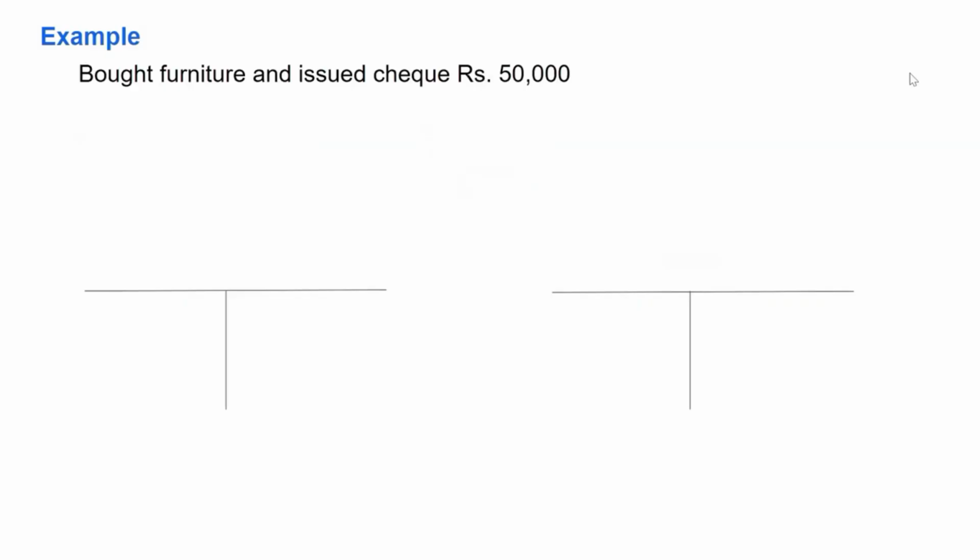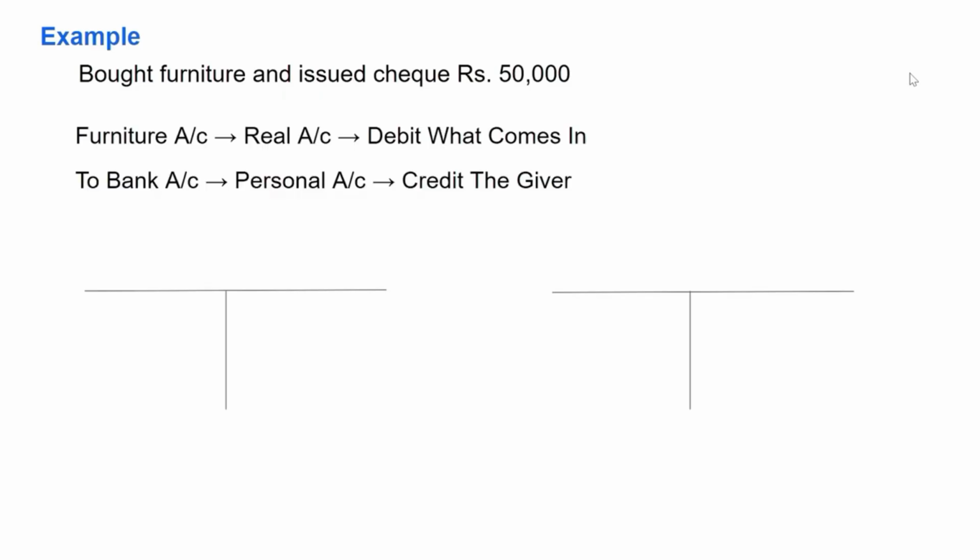Next, bought furniture and issued check rupees 50,000. Furniture is an asset and it is coming in, so we debit it. The payment is through bank, which decreases, so we credit it. Furniture account, it is real, debit what comes in. And credit bank account. Bank is a personal account and credit is the giver. So the accounts are furniture account, bank account. Debit side for the furniture 50,000 and credit side for the bank 50,000.